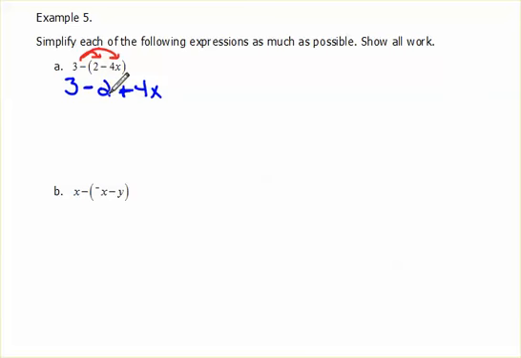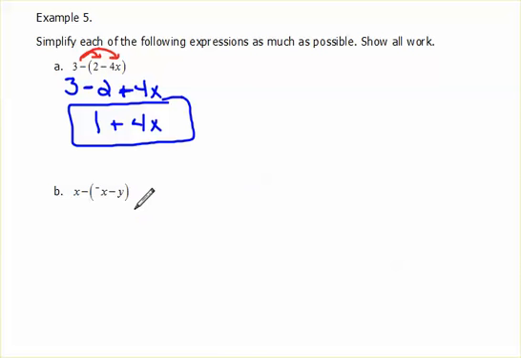And now we can combine like terms. So the 3 and the 2 we can combine, but they are different signs. So we would subtract and keep the sign of the larger number, which is positive, plus 4x. Now we cannot combine these because they're not like terms. So our simplest answer would just be 1 plus 4x. Let's do the same thing here with part B.